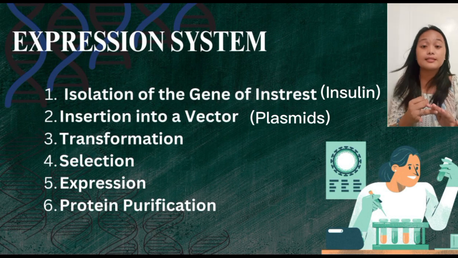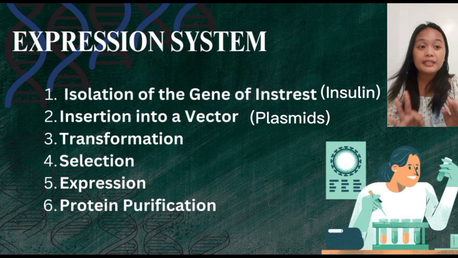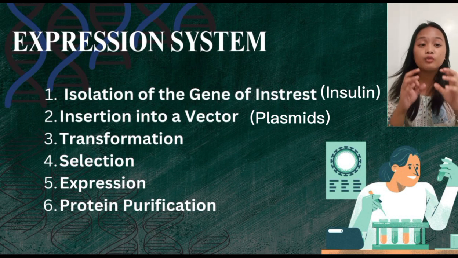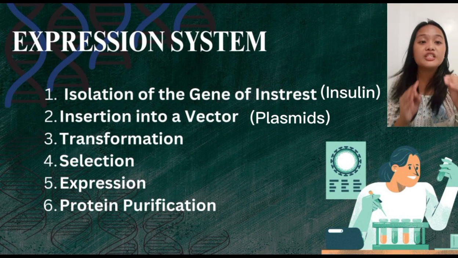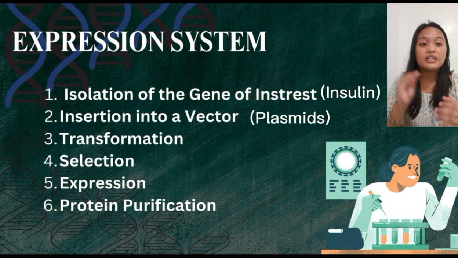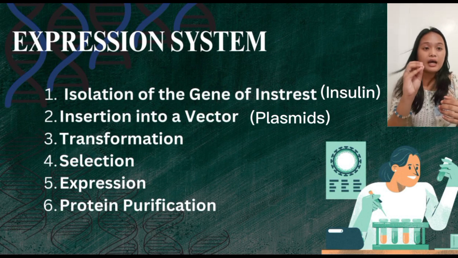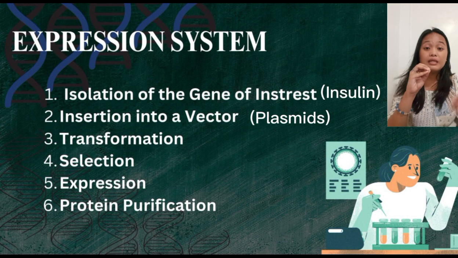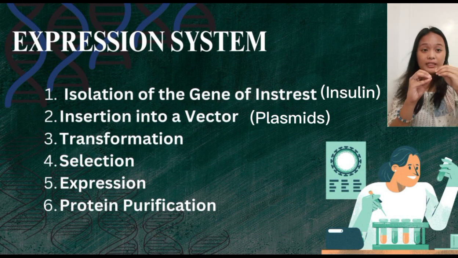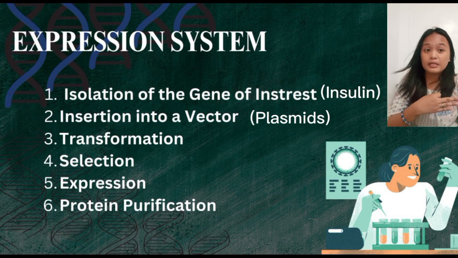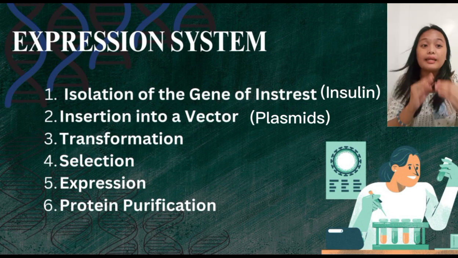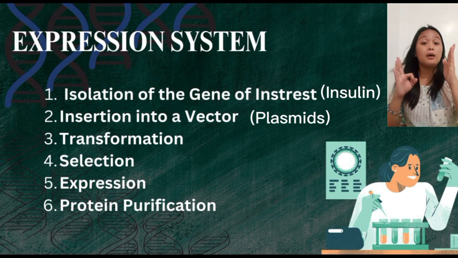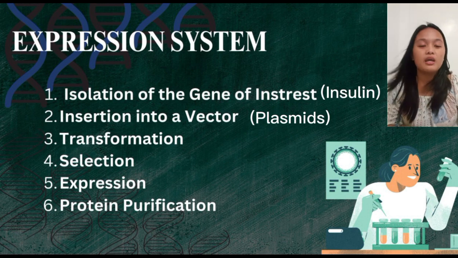So, next is step 3, transformation. The plasmid now carrying the insulin gene is introduced into a bacterium like E. coli. This process is called transformation. The plasmid carries the insulin gene and introduces it into a bacterium like E. coli. So that process is called transformation.